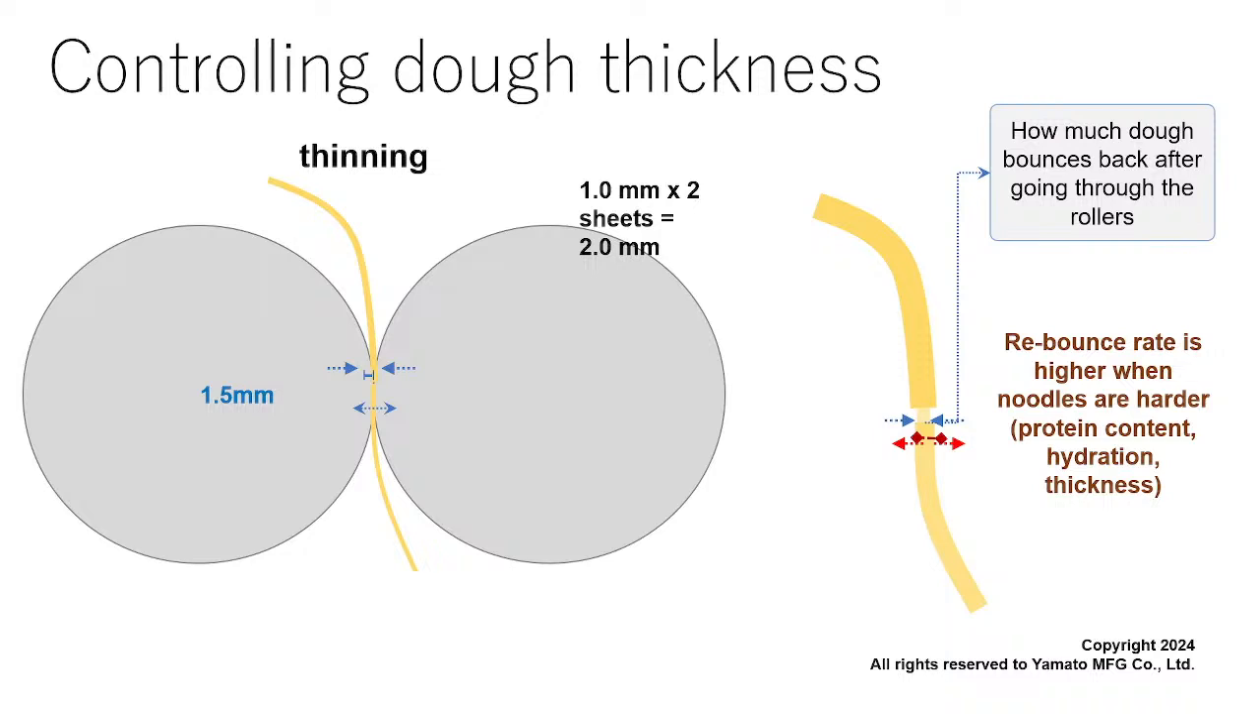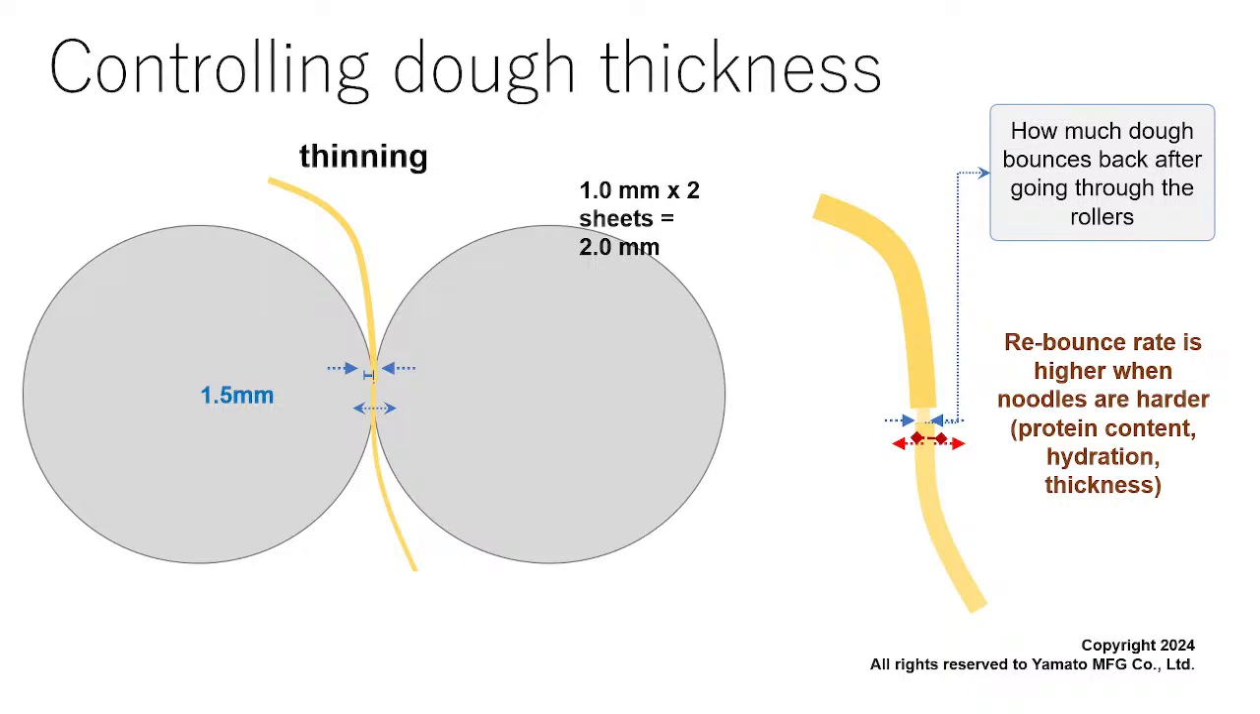We don't want to thin it drastically, because that would damage the noodle texture that we developed so far. So we want to thin it gradually, like a 30% reduction rate. What we do is a couple of rounds of rolling.